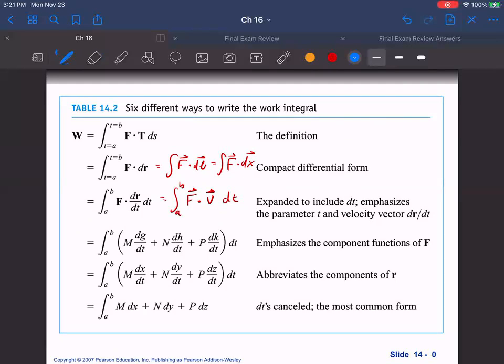Okay, so there are just some different versions of the same thing, and you should be able to step through each of those and figure it out like I did a few pages back where I multiplied by dt over dt, and you get that. There it is broken up in component forms, and then the abbreviated component forms, and then of course, if you cancel out the dt's, you get back out.